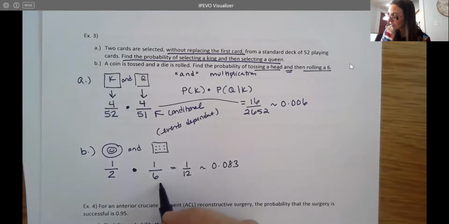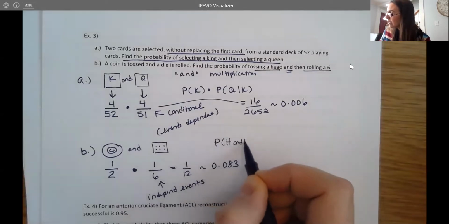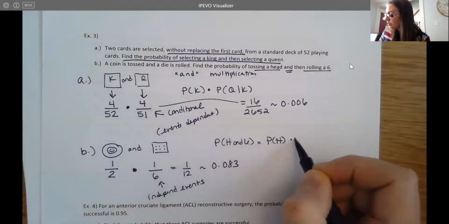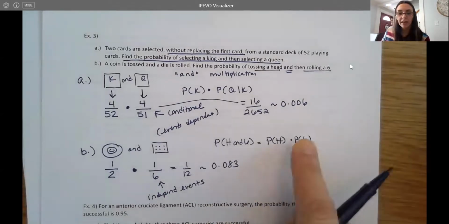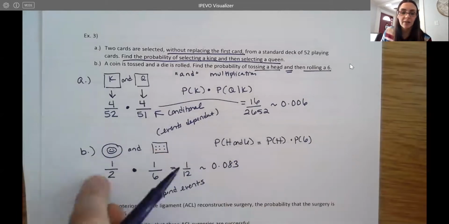Now, in this case, these are independent events. So the probability of getting a heads and a 6 is the same thing as the probability of a heads times the probability of a 6. I don't need a conditional probability here because I have independent events.